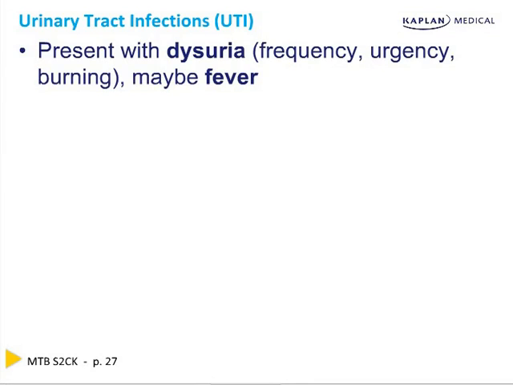All UTIs can present with dysuria, frequency, urgency, burning, and may be a fever. And the best initial test for all of them is a urinalysis, which you're looking for white cells. Now, you don't want to make the mistake of saying urine culture first. That creates a lot of false positives. One of the most common wrong answers is to say urine culture without a urinalysis showing white cells.